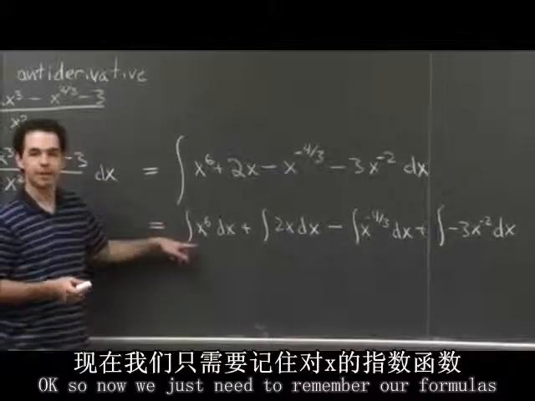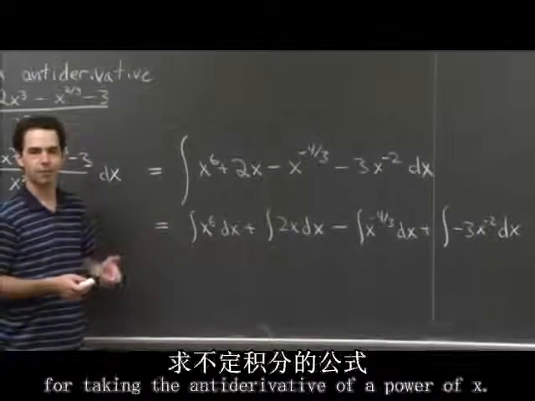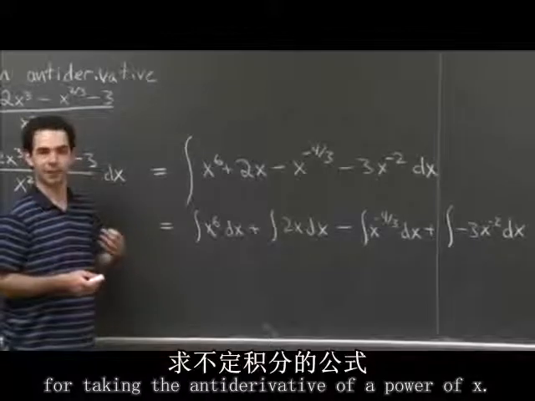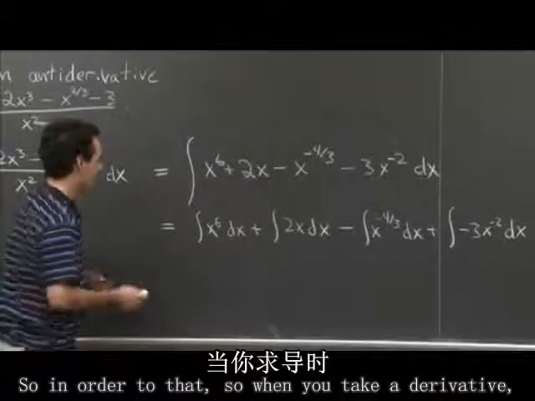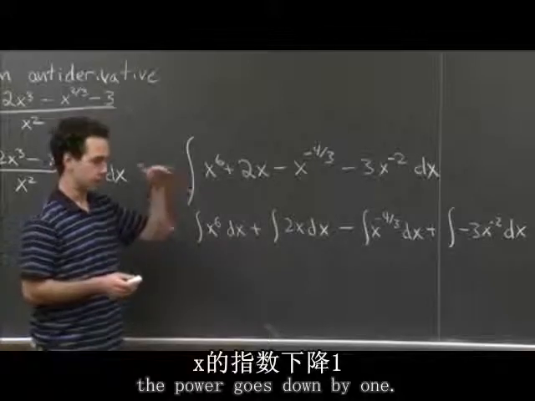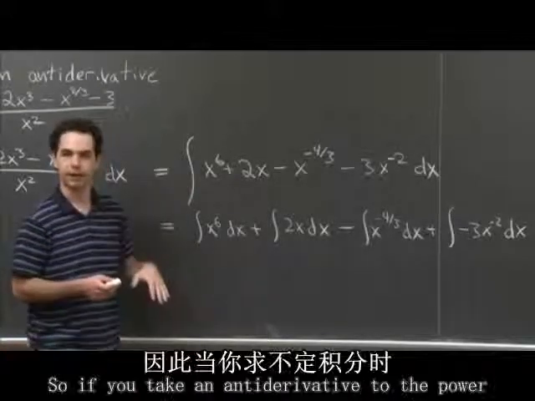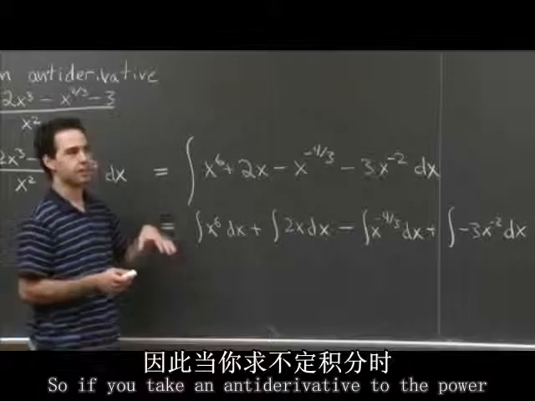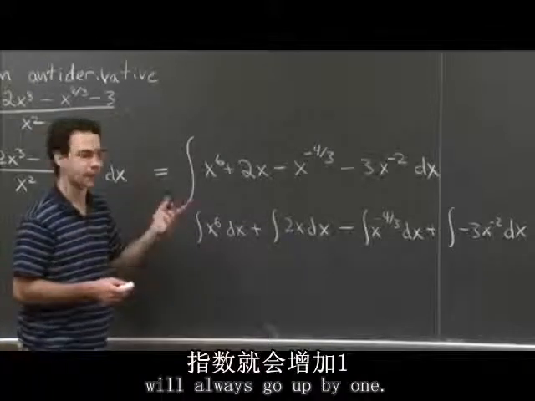Now we just need to remember our formulas for taking the antiderivative of a power of x. When you take a derivative, the power goes down by 1. So if you take an antiderivative, the power will always go up by 1.